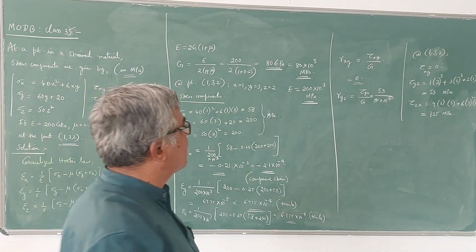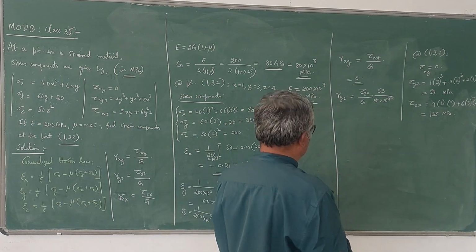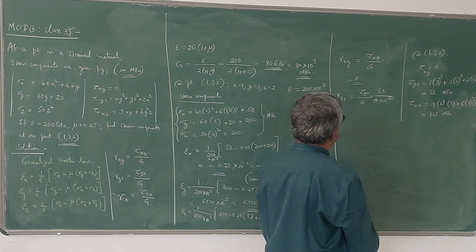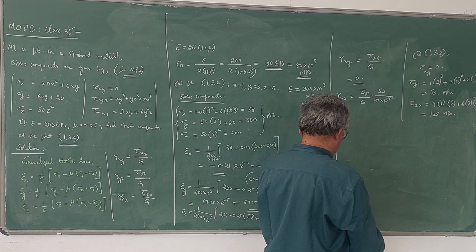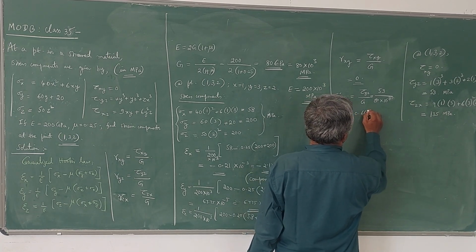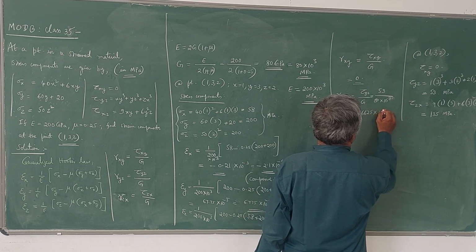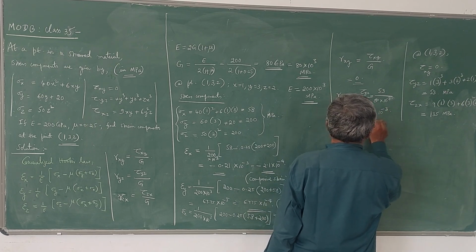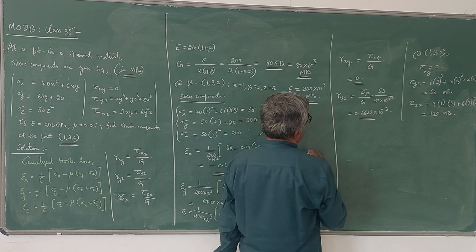So let us calculate that value. 53 divided by 80 comes to 0.6625 into 10 power minus 3. So this is the shear strain gamma yz.